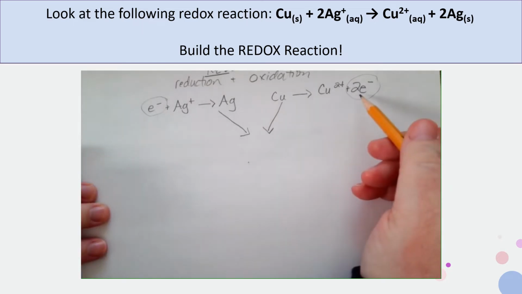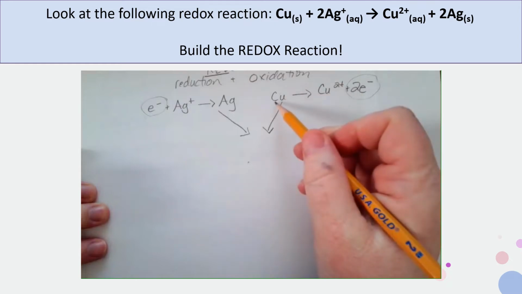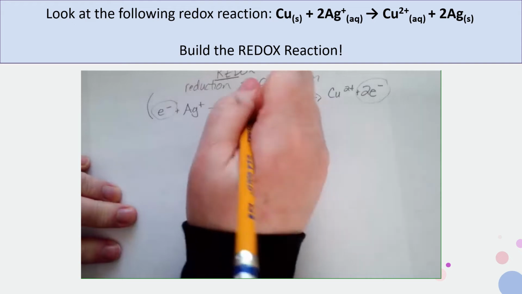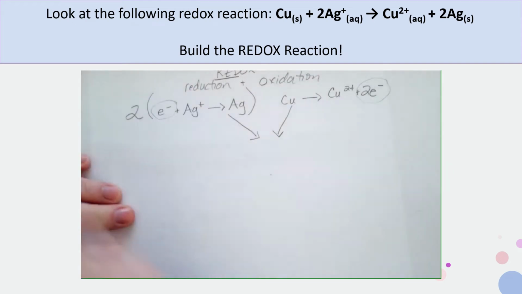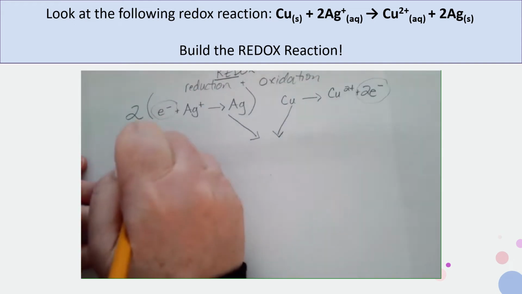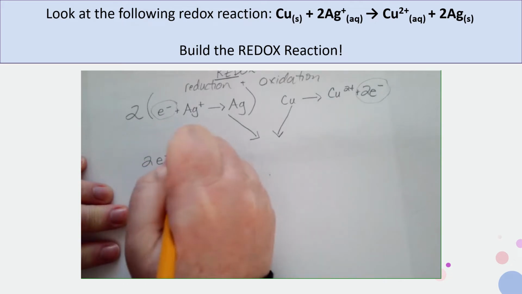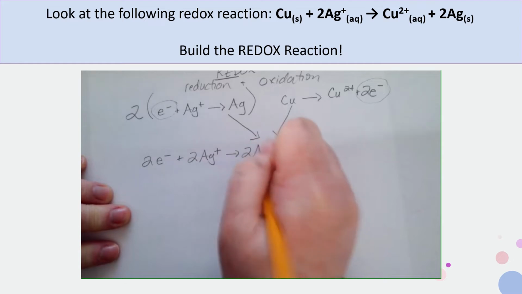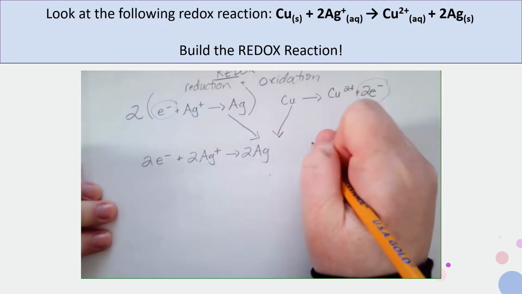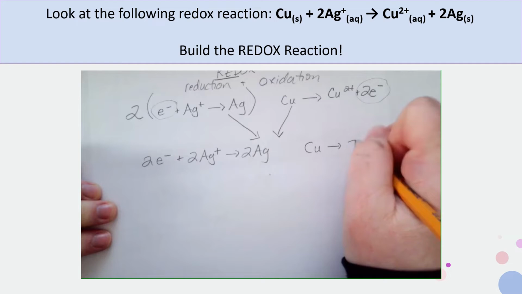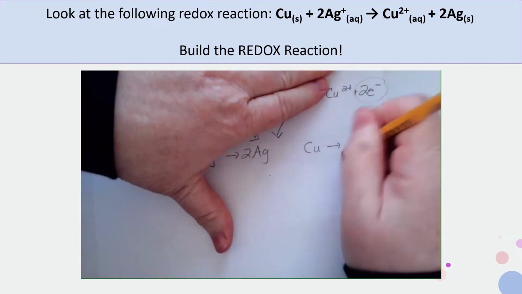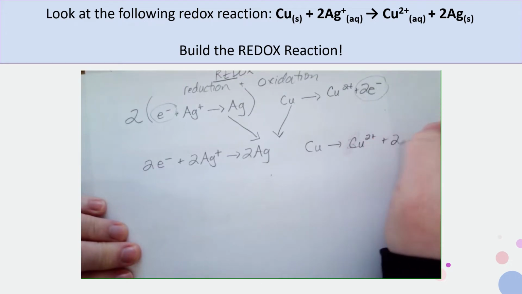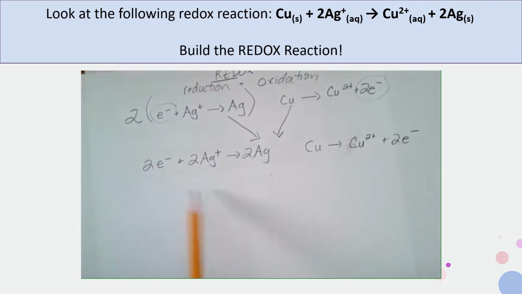So how do I do that? Well, I don't want to cut this in half because I can't cut this copper in half. So what I want to do is take this whole entire equation and multiply it by 2. So I will get 2 electrons plus 2Ag+ yields 2Ag. My reduction is going to be the same. We're going to check and make sure it works. Cu yields Cu2+ plus 2 electrons.